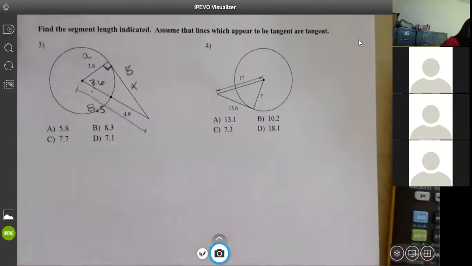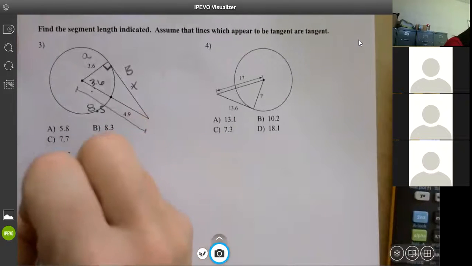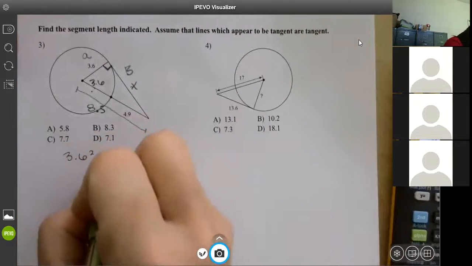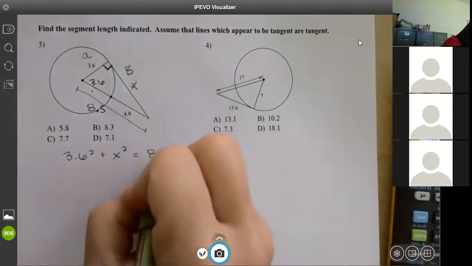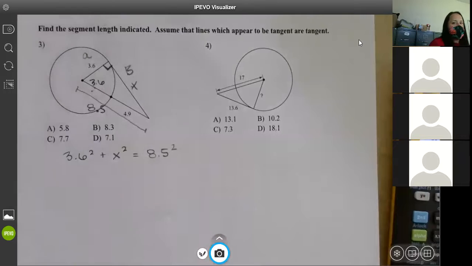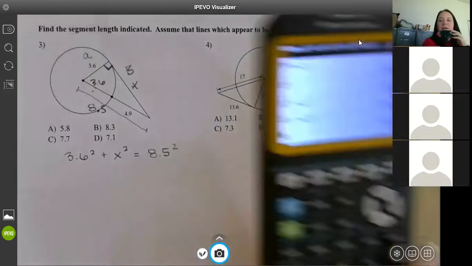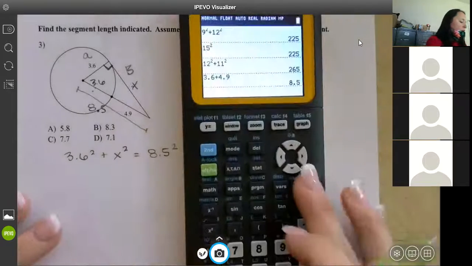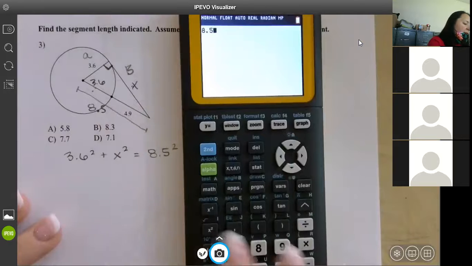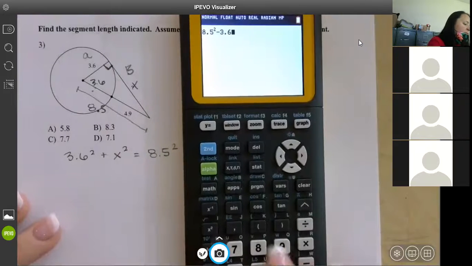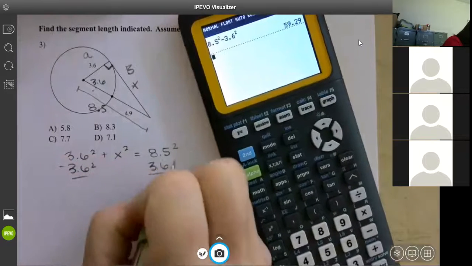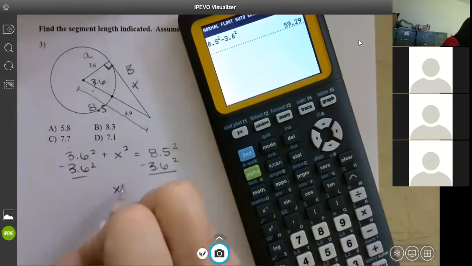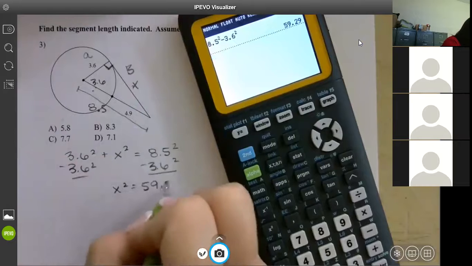I'm going to flatten it out so we can do our work down here. So a squared, 3.6 squared, plus, we don't know what our other measure is, squared, equals our full length, our hypotenuse, 8.5 squared. I'm really lazy, so I put in my calculator 8.5 squared minus 3.6 squared. Make sure you put the full thing in. So don't try to subtract 8.5 and 3.6 and then square it. That doesn't work. We get 59.29.